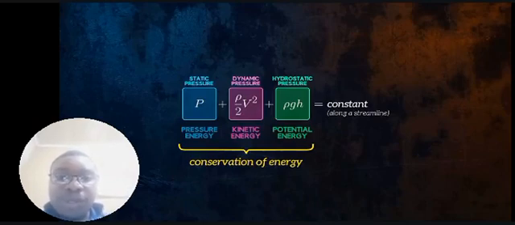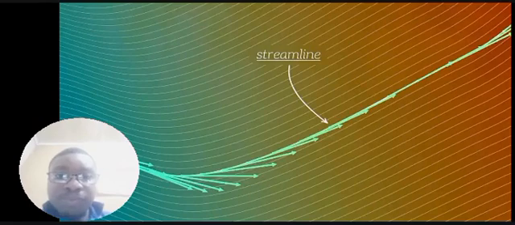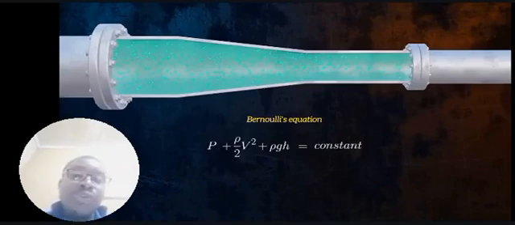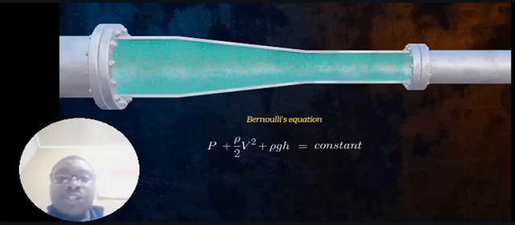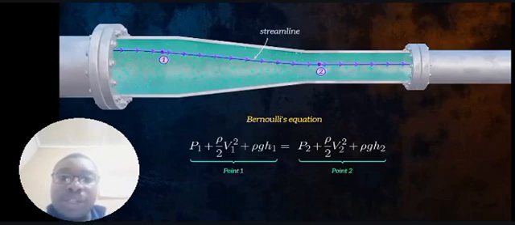So remember, these three will always add up to a constant along a streamline, which is just a path that a particle can take as it flows through a fluid. So let's imagine a liquid passing through a pipe from a point where the pipe has a larger area to a point where the pipe has a smaller area. Remember, the three terms will add to a constant. If you imagine a streamline, we have two points and the particle flows through point 1 to point 2.